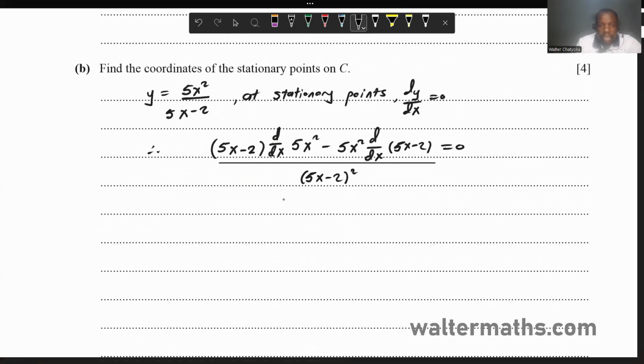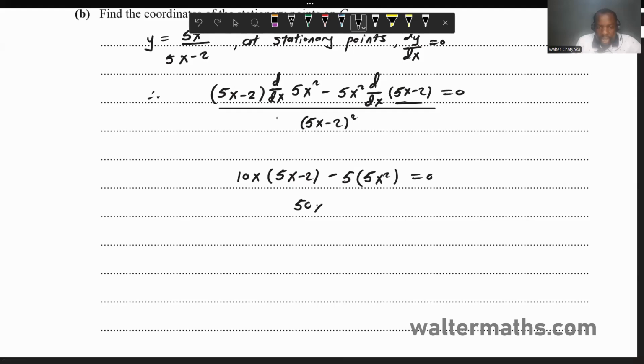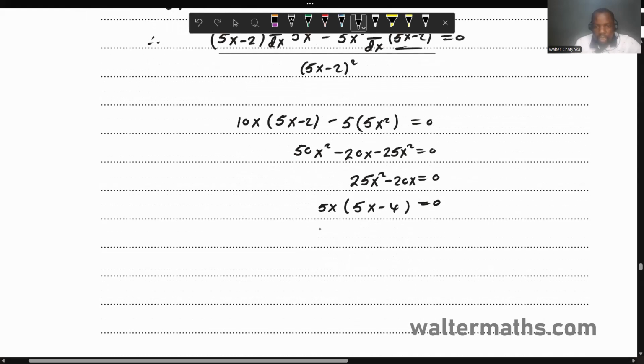This is going to be equal to 0. Multiply both sides by the denominator. So on top, if we differentiate 5x squared, we get 10x, times 5x minus 2. And that's minus, differentiating 5x minus 2, we get 5, times 5x squared, equal to 0. So we have 50x squared minus 20x minus 25x squared equal to 0. So that's 25x squared minus 20x equal to 0. We factor out 5x here. We get 5x minus 4 equal to 0. So it's either x equal to 0 or 5x minus 4 equal to 0, where x comes out as 4/5.